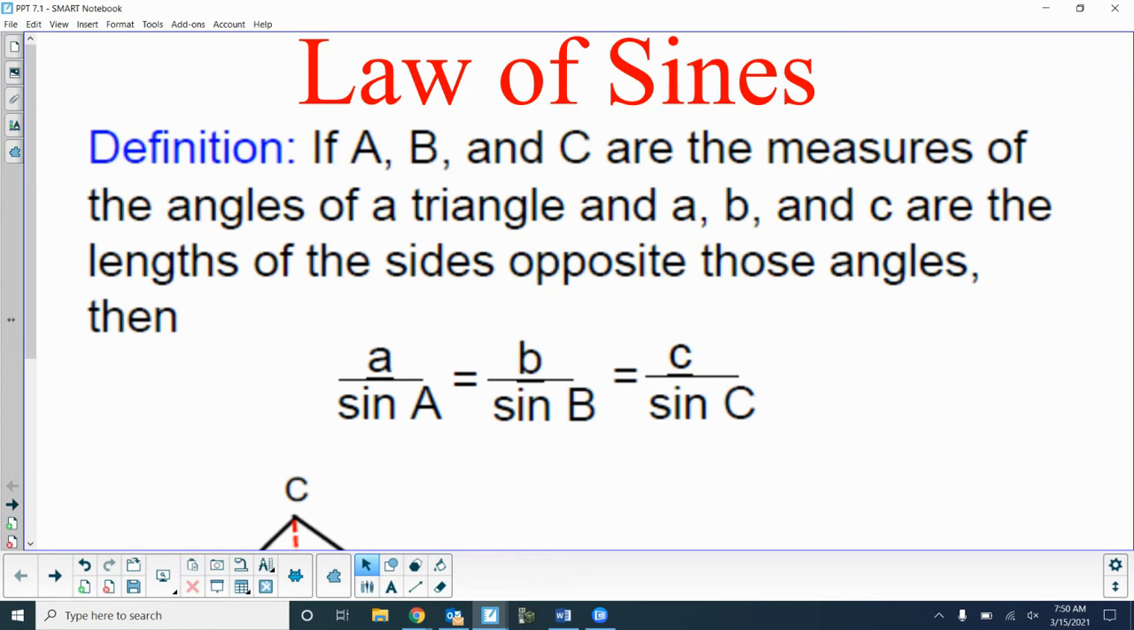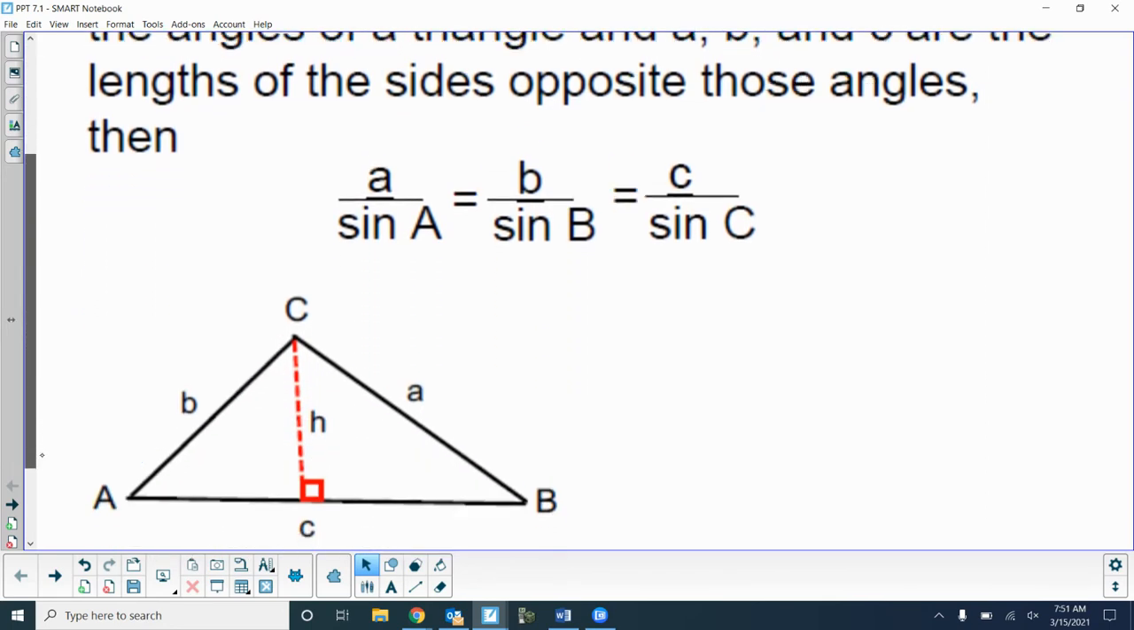So you can do it either way. You can put the little a over sine of capital A, or you could do the reciprocal. Just be consistent. It doesn't matter which way you put them, but as you set them equal, make sure they're in the same spots. So here's a picture of a right triangle.